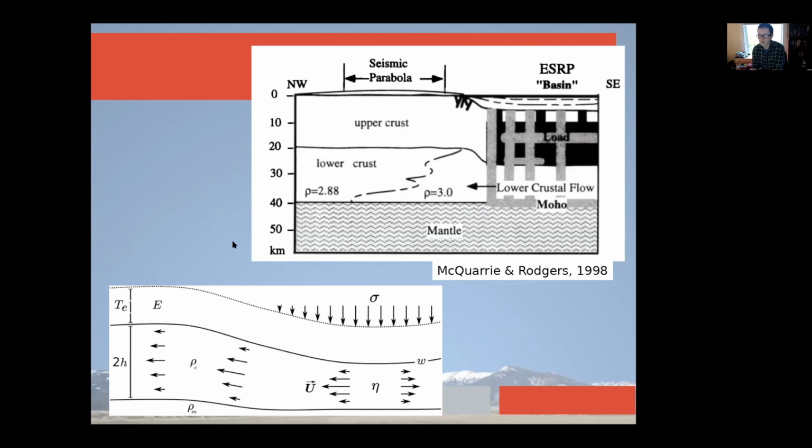And this has been proposed before. The first instance of this that I know of is Nadine McQuarrie back in 1998. To my knowledge, this is probably the best supported or the most agreed upon solution to this problem, but there's very little constraint on it. So 1998 was really the most recent effort to quantify this process in a significant way.